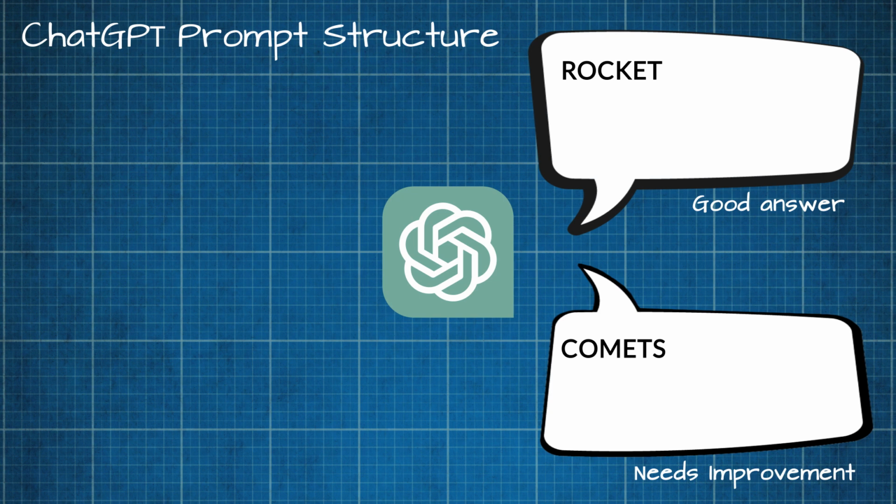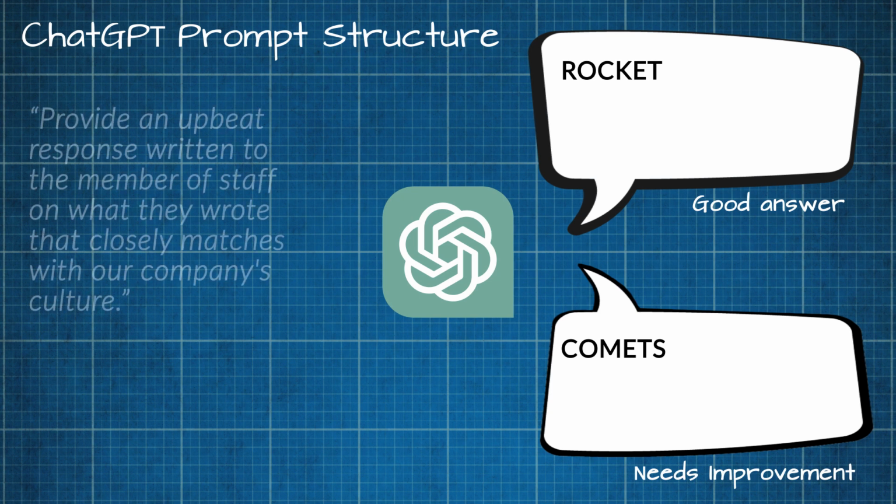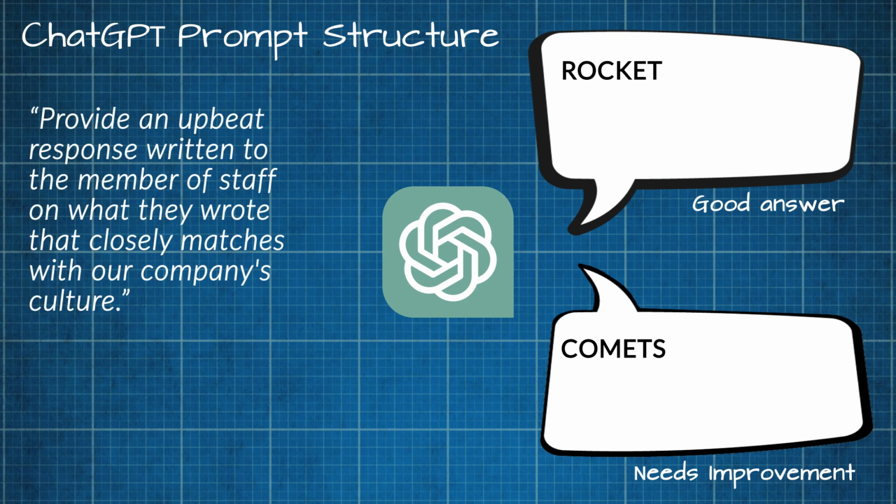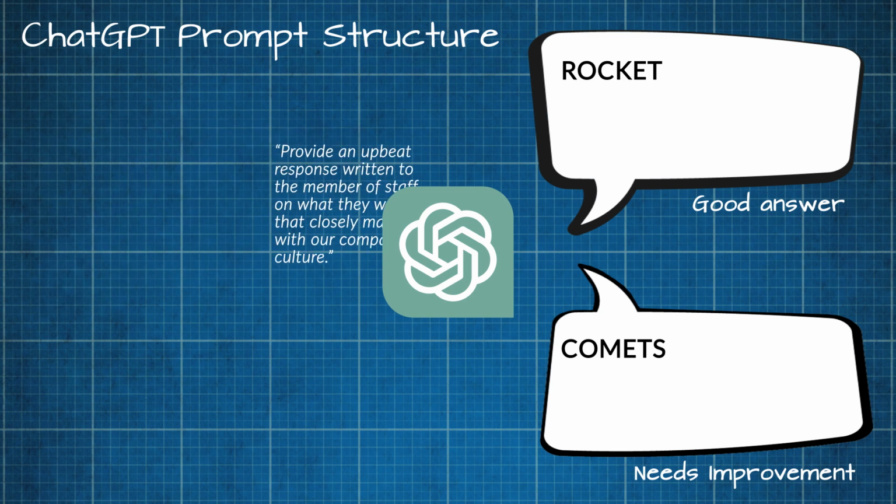Straight after the keyword, I want the GPT engine to write its feedback to the user, and I'm going to instruct it to do the following. If it was a good answer, follow the keyword with an upbeat response written to the member of staff in second person on what they wrote about that matched most closely to our company's culture.